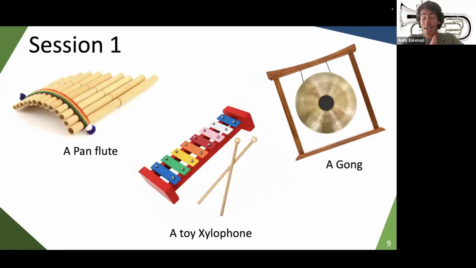So, folks, let's get started. Today's session one involves the following three objects: a pan flute, a toy xylophone, and a gong. These are by no means difficult to do. I think it's not going to take us that much time. We're going to have fun, we're going to be detailed with them, but honestly, not too complicated.